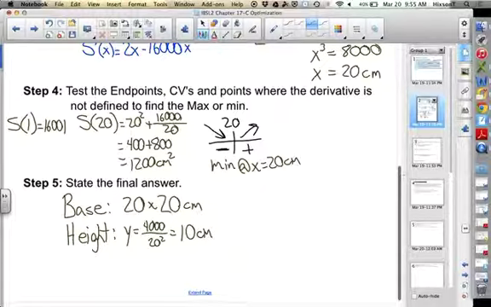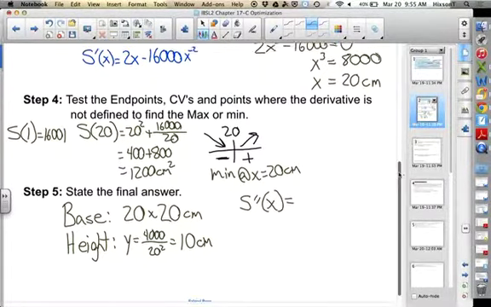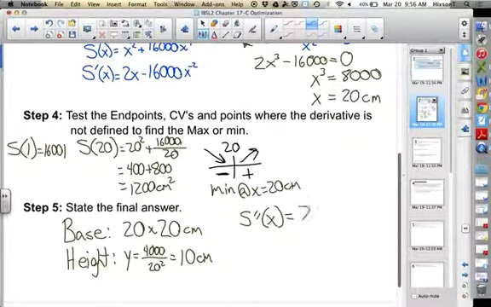We could have taken S double prime of X, and that would have been 2 plus 32,000 X to the negative third. Well, that's positive, this is positive, we're plugging in a positive, it's going to be positive.